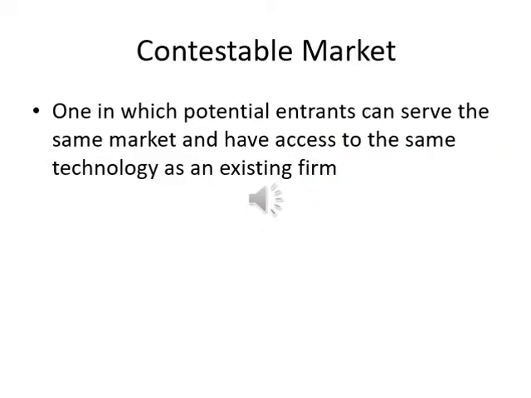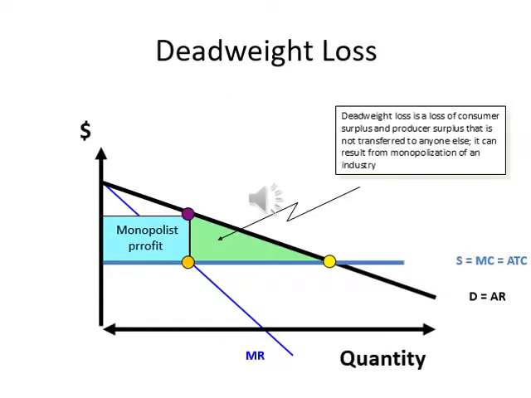A contestable market is one in which potential entrants can serve the same market and have access to the same technology as an existing firm. Monopoly causes deadweight loss. Deadweight loss is a loss of consumer surplus and producer surplus that is not transferred to anyone else. It can result from monopolization of an industry.